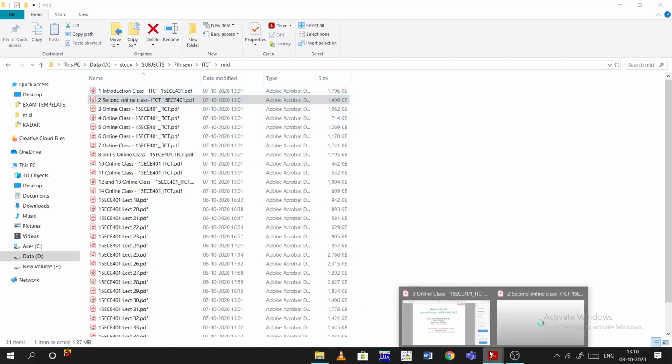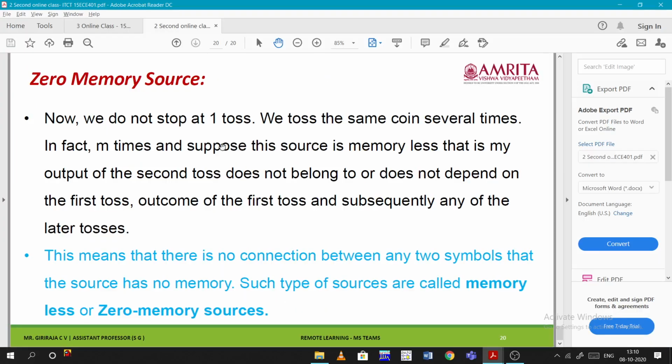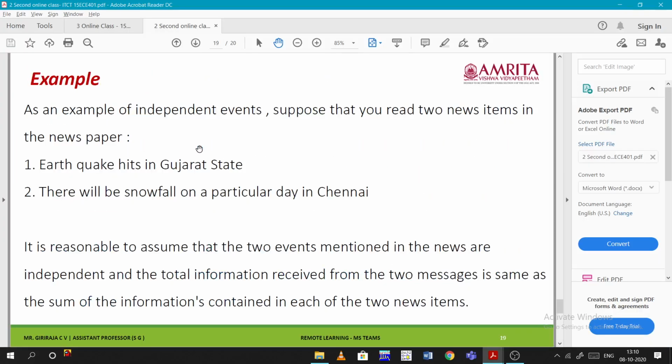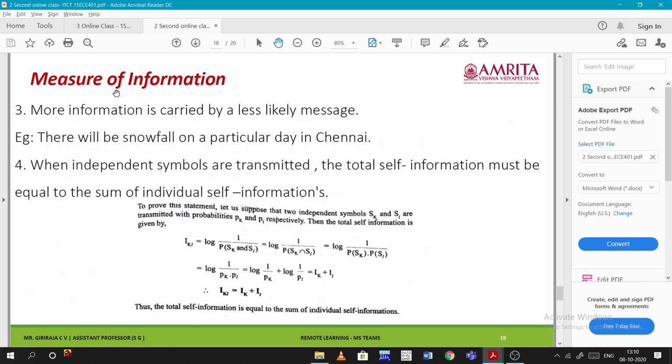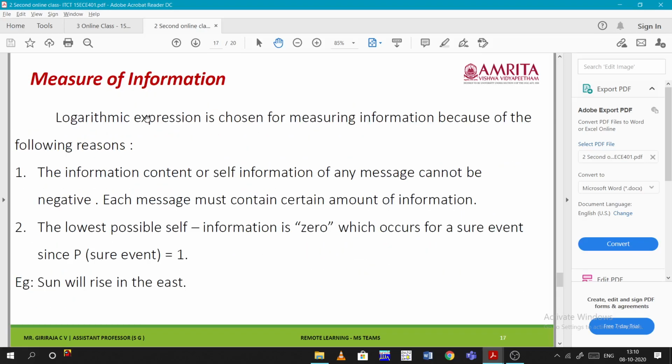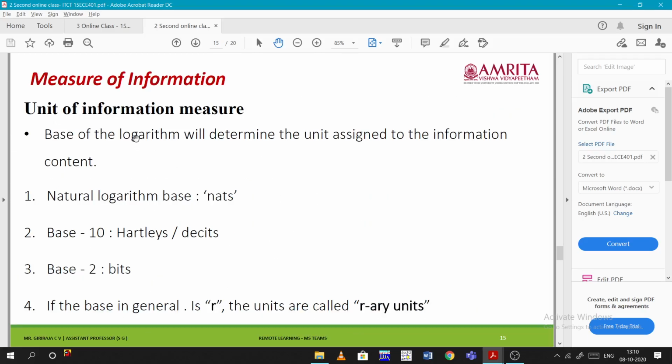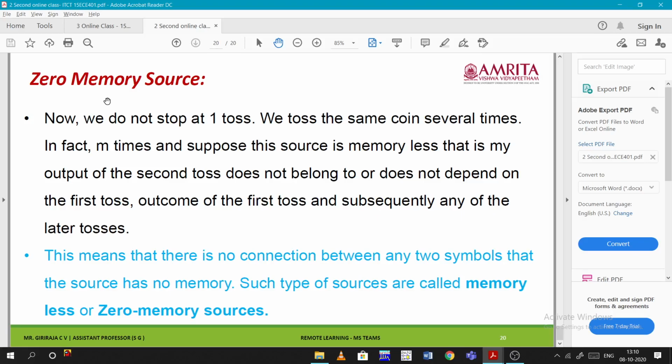In the last class I stopped there. I will continue from just a small recap. We looked at how information is measured, the types of information, and the units. So now coming to the zero memory source.